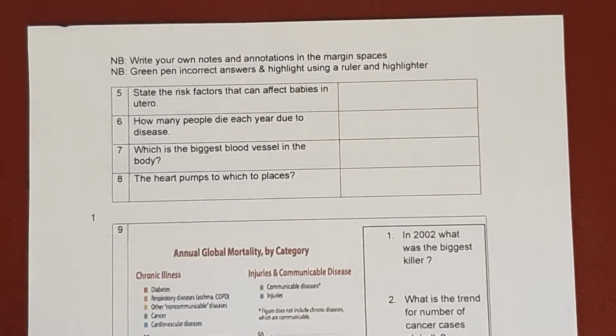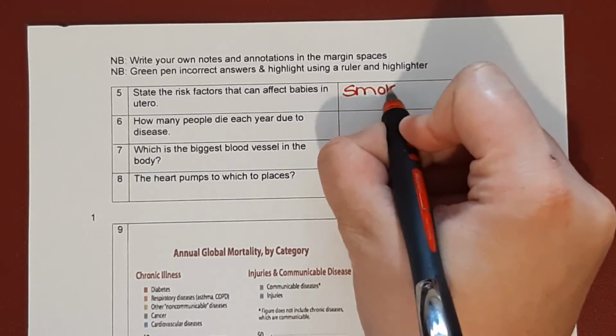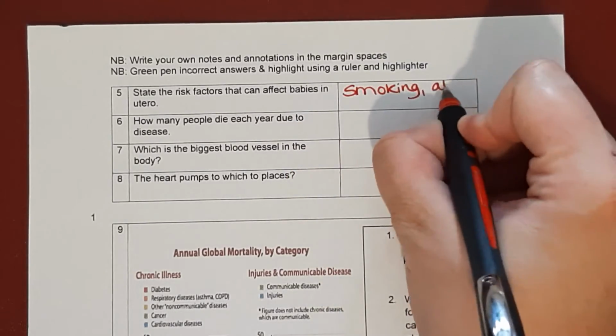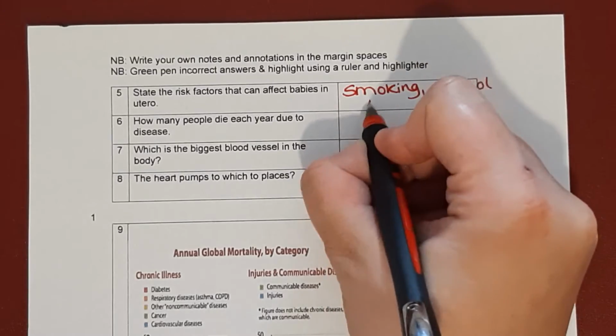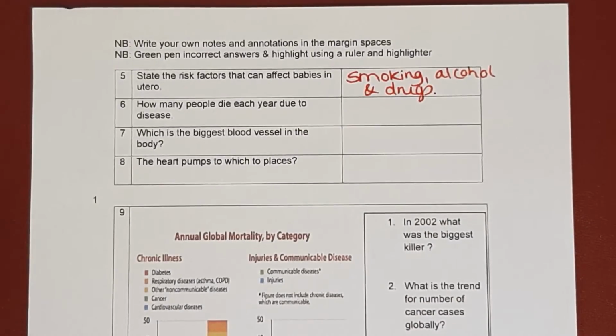Question 5, state the risk factors that can affect babies in utero. Okay, so these are smoking, alcohol, and drugs. All 3 of those will have an effect on a baby in the womb before it is born. Quite nasty effects, some of them.